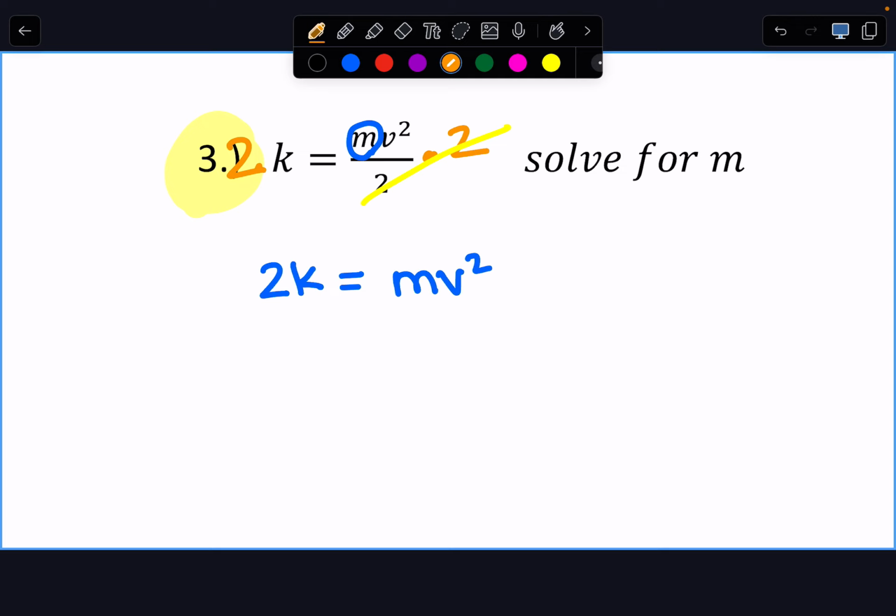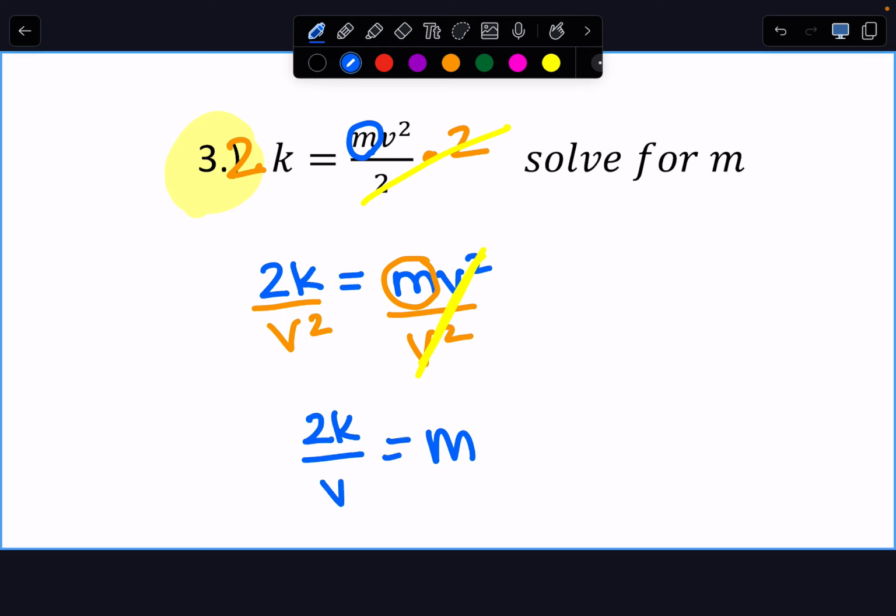Now, we would like to solve for m. How is v squared tied to m? Multiplication. So all we have to do, people, is divide by v squared. Those cancel. And we now have m by itself equals 2k divided by v squared.